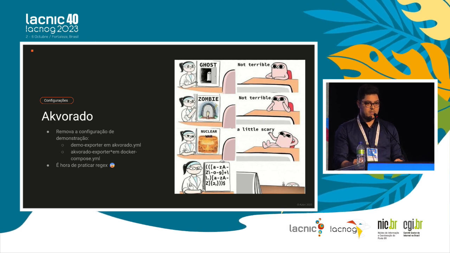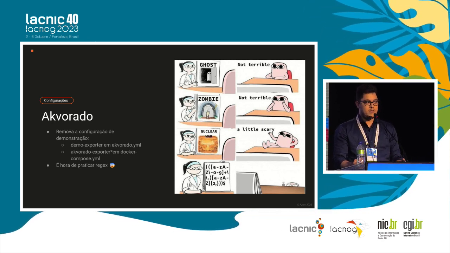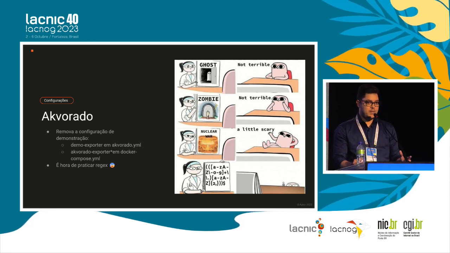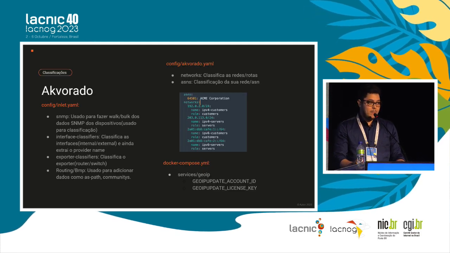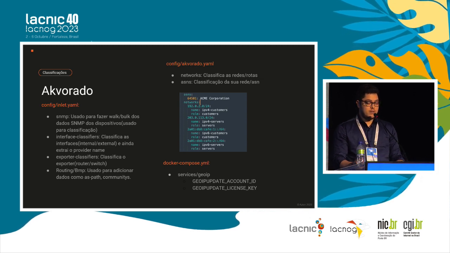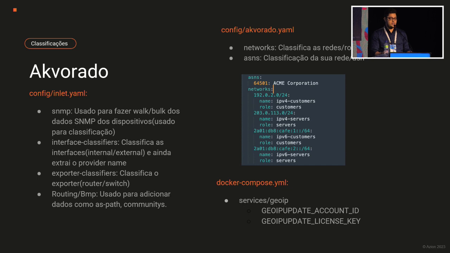You can also use ChatGPT to do the regular expressions. You can enter the standards, your own standards from your devices, and you can ask ChatGPT to create this regular expression for you. Now, how is this classified? Some files are necessary, some you have to change in the configuration. In the configuration, one of the most important files is inlet.yaml. You use SNMP to get the speed and so on. You have to configure SNMP. You have to use regular expressions in interface classifiers and in exporter classifiers.